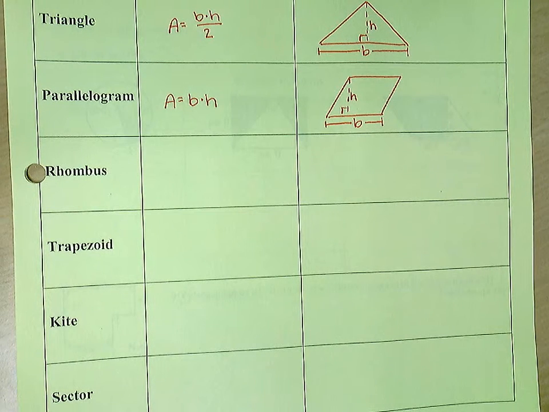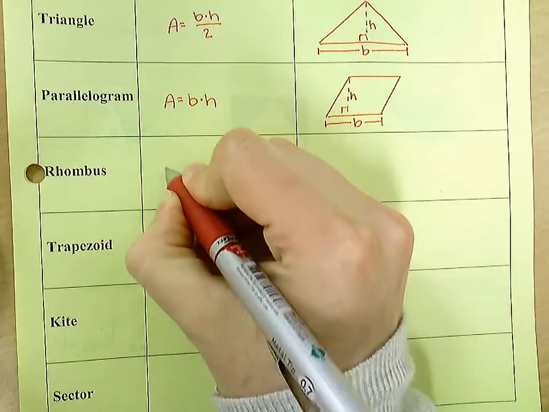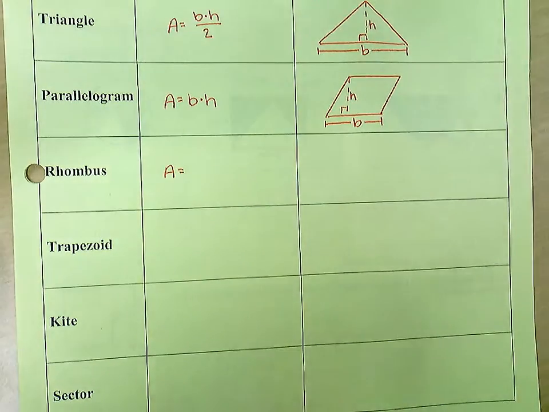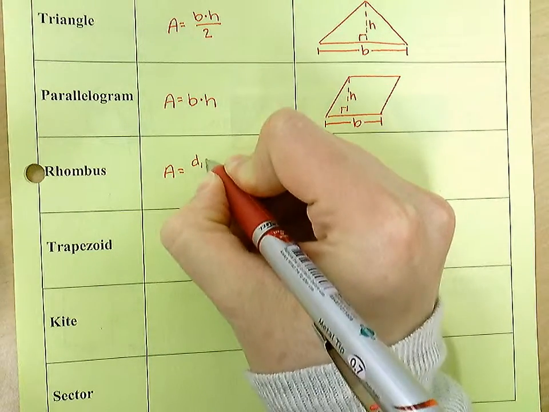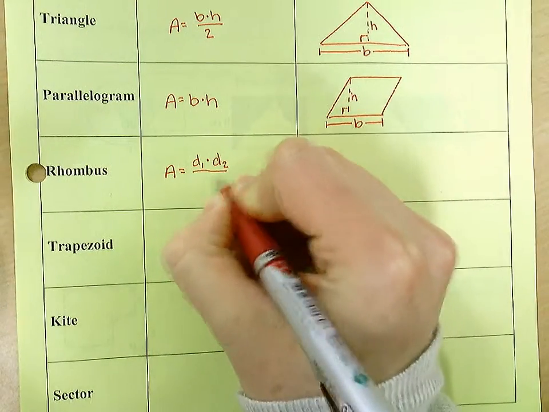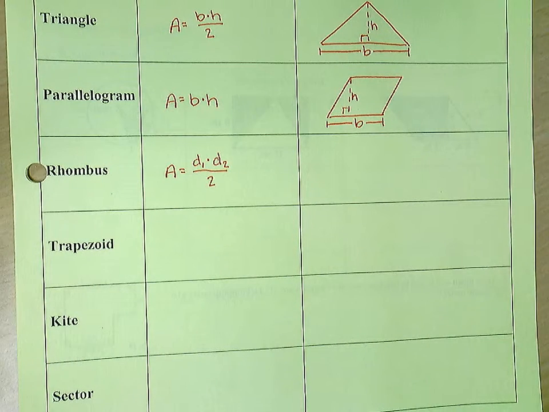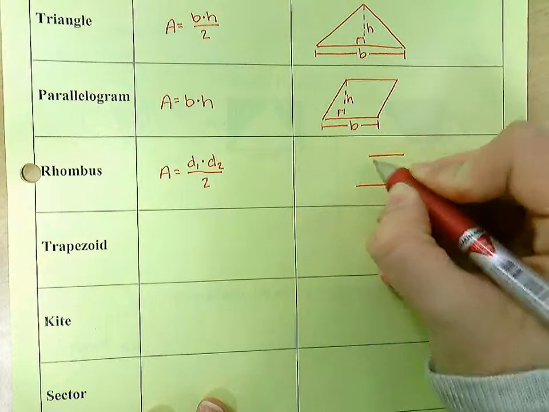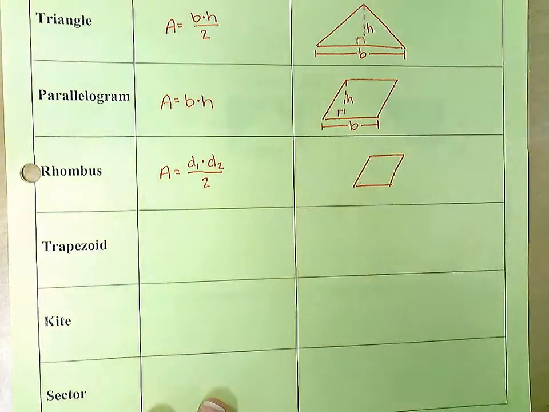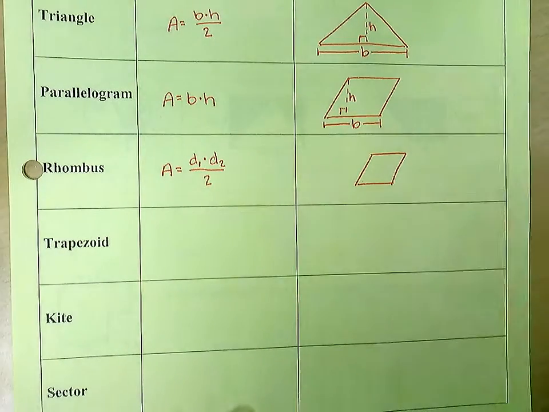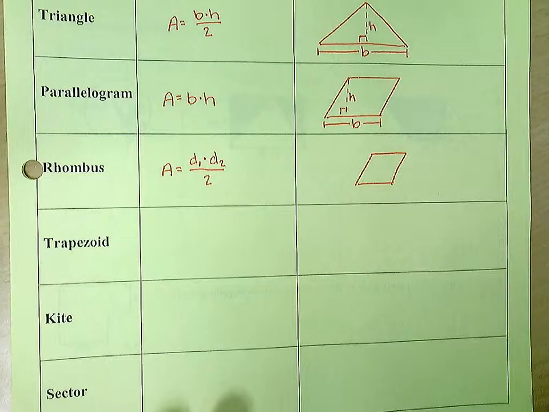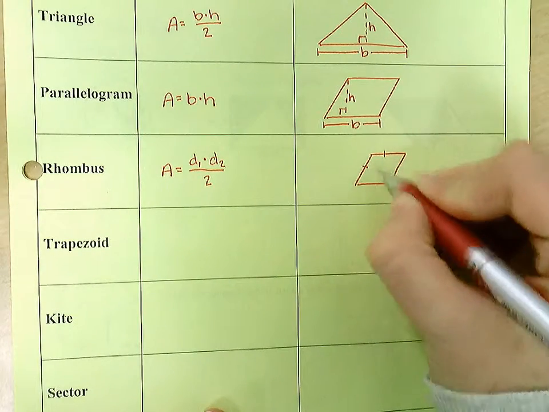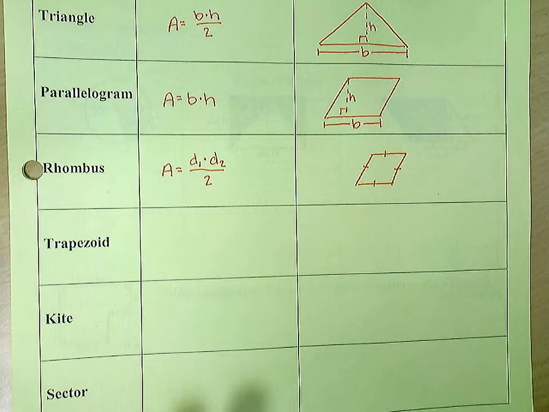Okay, then a rhombus. That area formula is d sub 1 times d sub 2 divided by 2. Okay, those are your diagonals within a rhombus. Okay, so here I'll make a rhombus. It does look like a parallelogram. Okay, except, we are paying attention, please. Except all 4 sides are congruent.